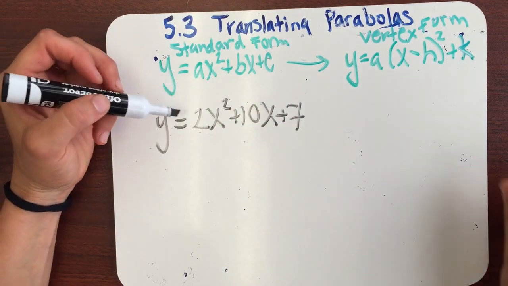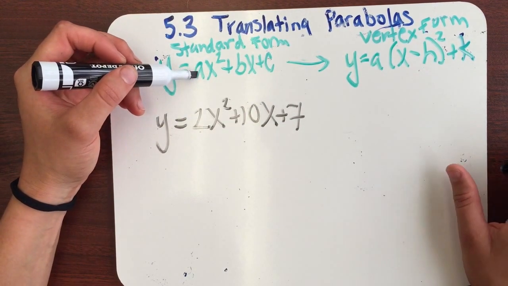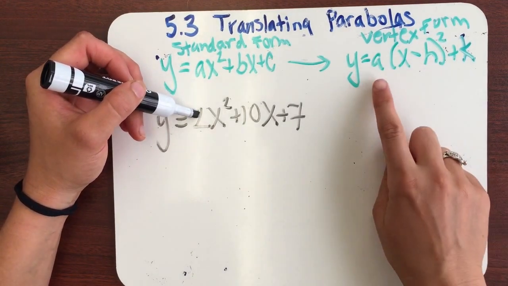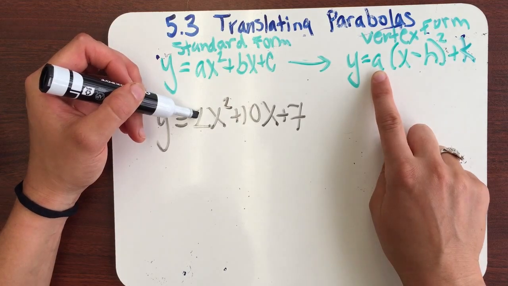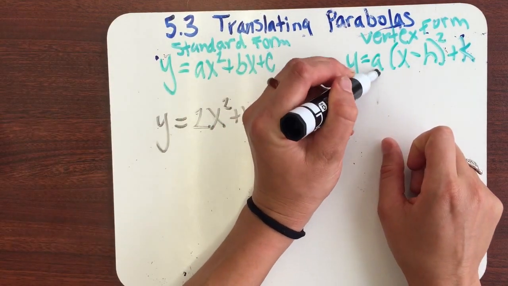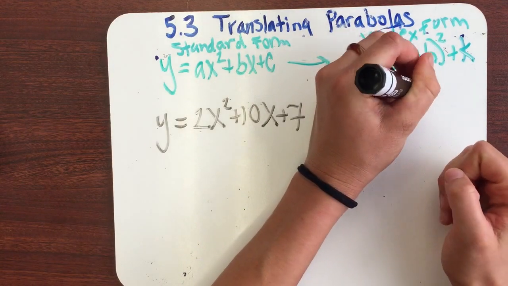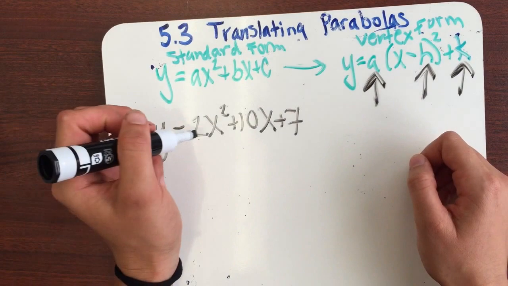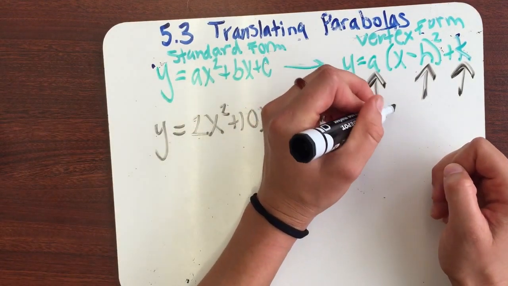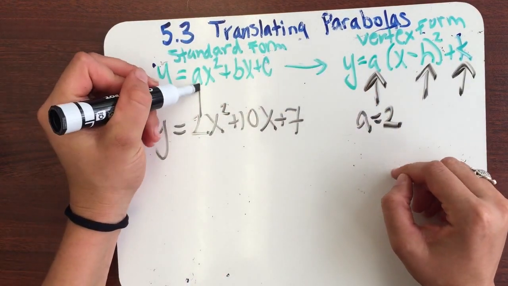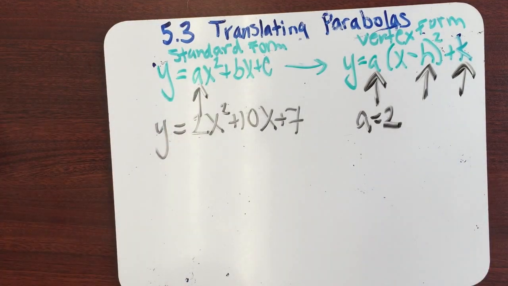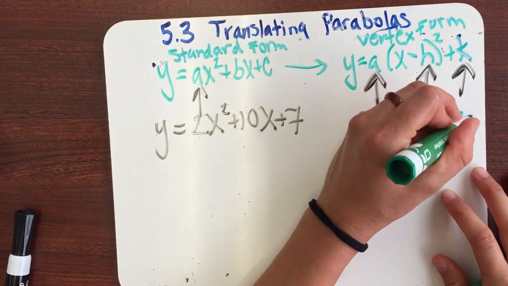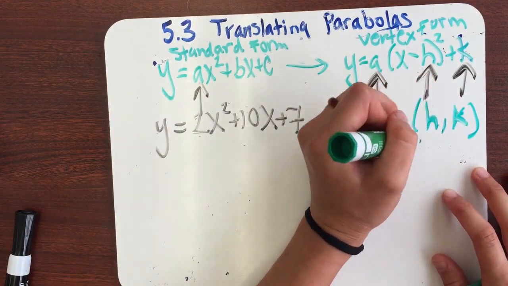Since it's in standard form right now, we already know what the value of a is. A is 2. And in vertex form, it also has a. So for vertex form, we need to know the value of a, the value of h, and the value of k, all 3 of these. So far, we know that the value of a is equal to 2 because it's the same value of a here. Now what we have to find is h and k, and h and k is our vertex.